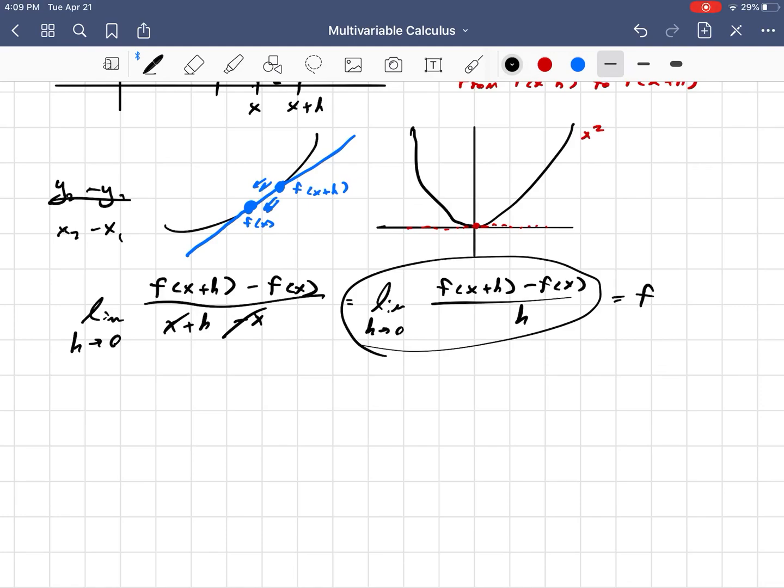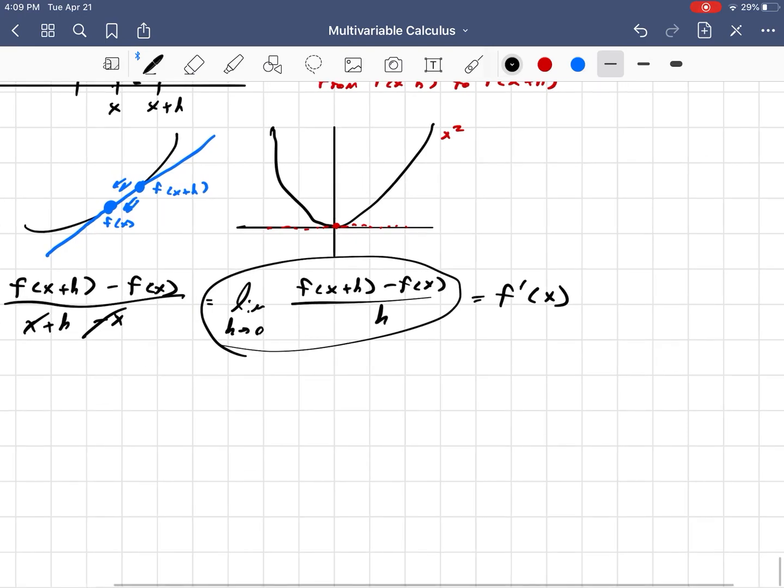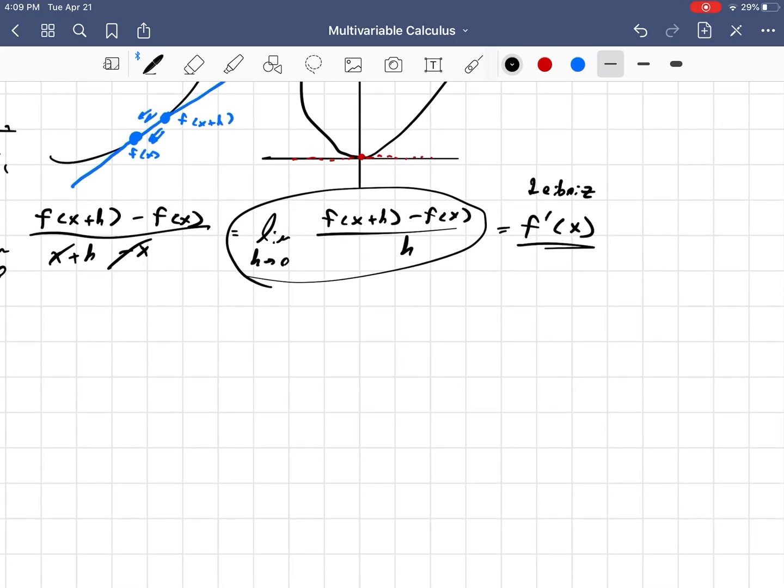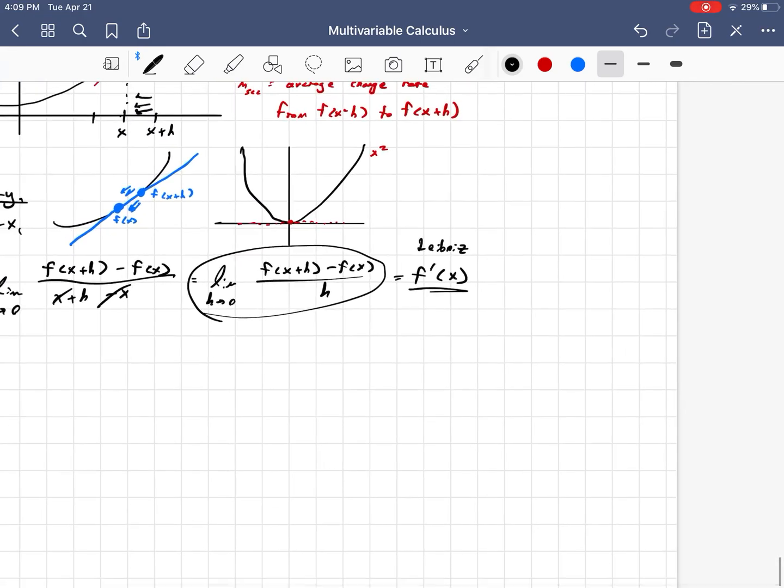f of x plus h minus f of x over h. The x's cancel out. And this right here is the derivative of f. It's the derivative of the function f, and we write it as, well, there's a number of ways, I'll get into that, but that is the limit definition of the derivative. That is how we define the derivative in calculus.